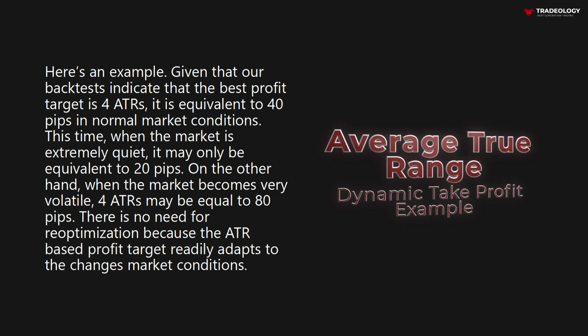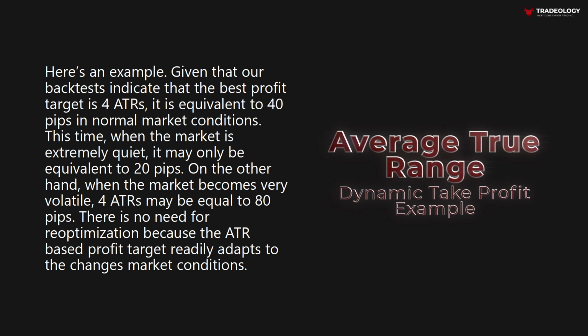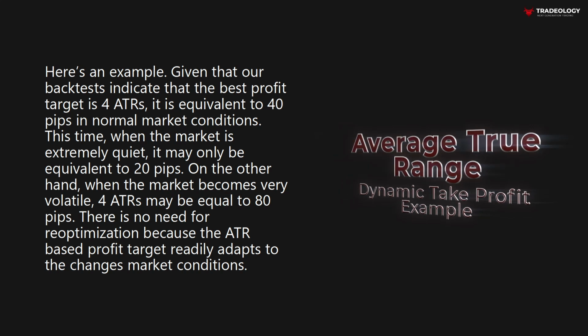This time, when the market is extremely quiet, it may only be equivalent to 20 pips. On the other hand, when the market becomes very volatile, 4 ATRs may be equal to 80 pips. There is no need for re-optimization because the ATR-based profit target readily adapts to the changing market conditions.